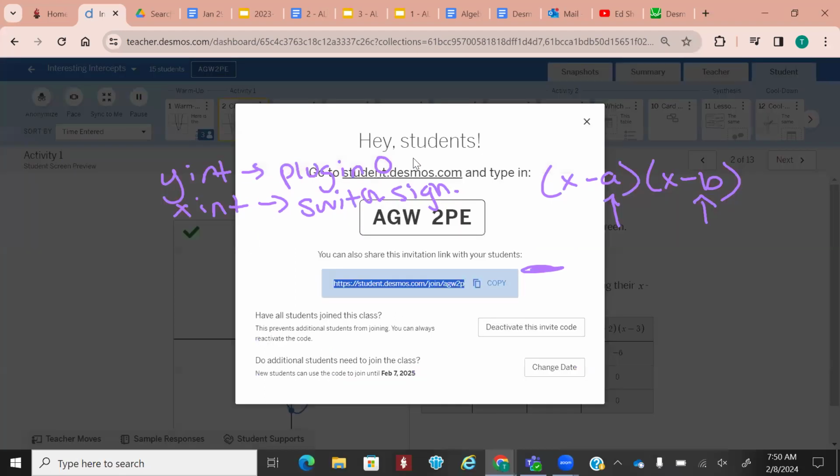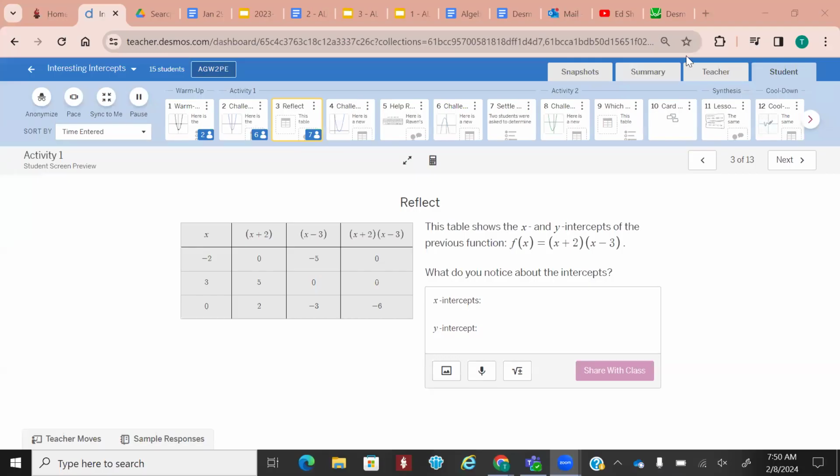Very similar to it, yeah. All right, go ahead and go to slide number 3. On slide number 3, what do you notice about the x-intercepts? What I want you to do is type out, how do you find x-intercepts? How do you find y-intercepts? So what we just went over. Take a second, try that one.